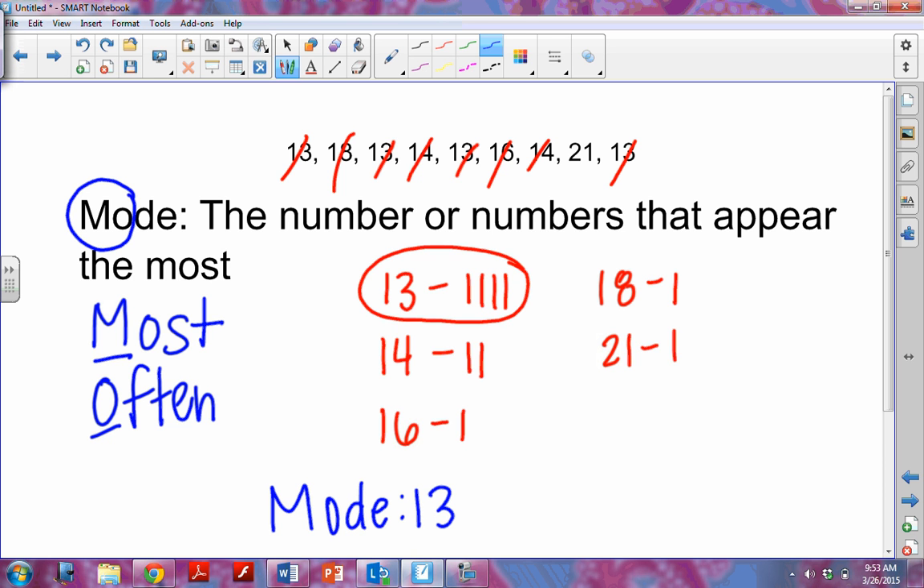Now there are some special occasions. If we had seen 14 four times as well, my mode would have been 13 and 14. But in this case, 13 had the highest amount, so it's my one and only mode.